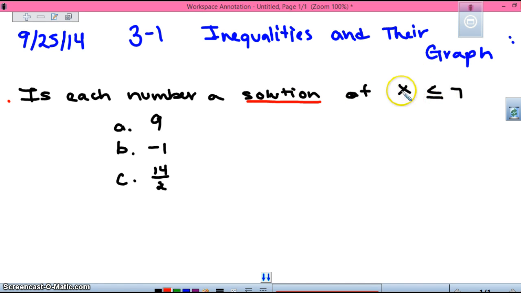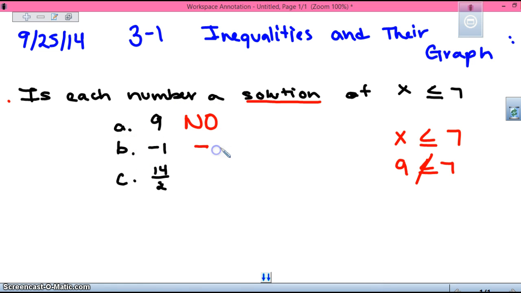So the solution of the inequality x is less than or equal to 7 would be any number that makes this inequality true. So for example, if we take number 9 and we say 9 is less than or equal to 7, is this true? No. Therefore, 9 is not a solution. Let's try with b, -1. If we say -1 is less than or equal to 7, is this true? Yes. -1 makes the inequality true.